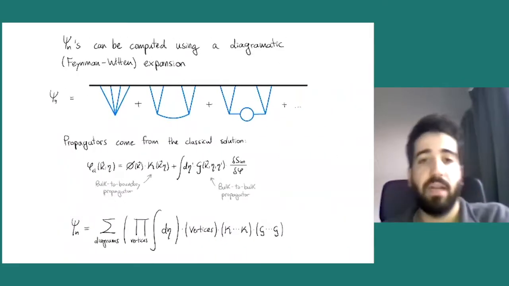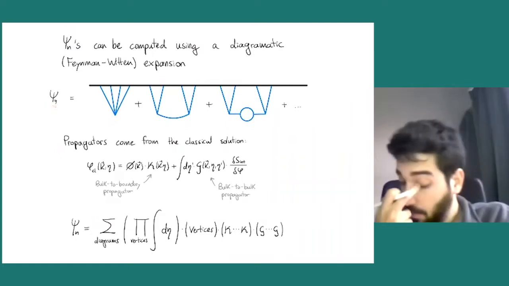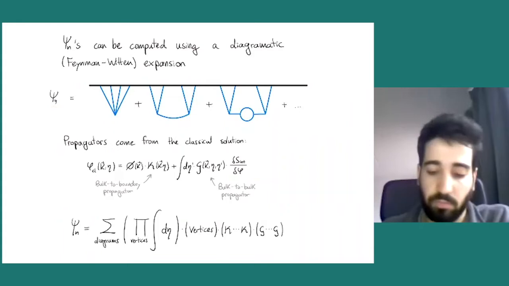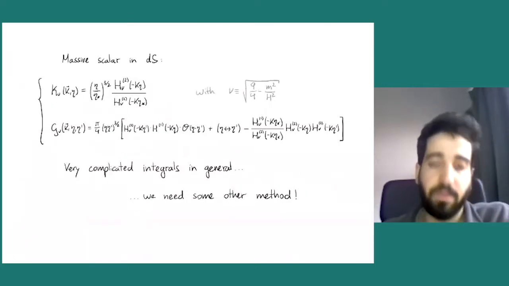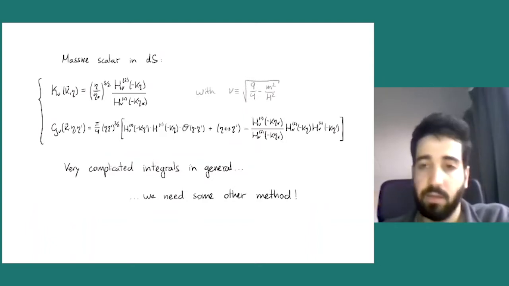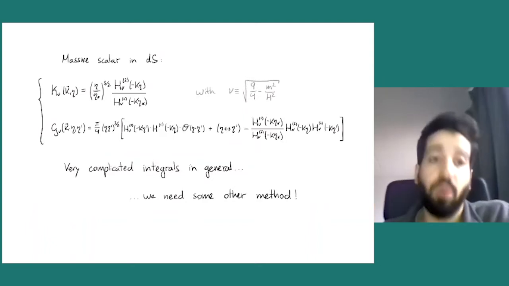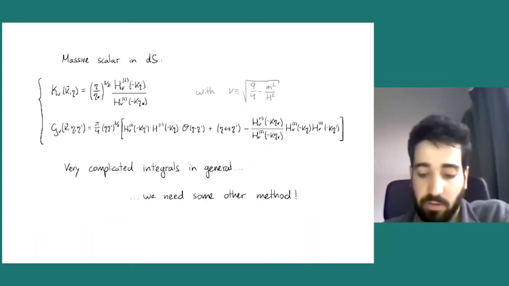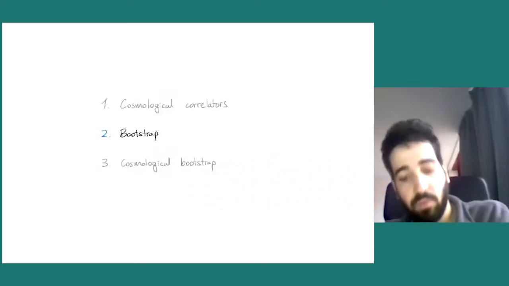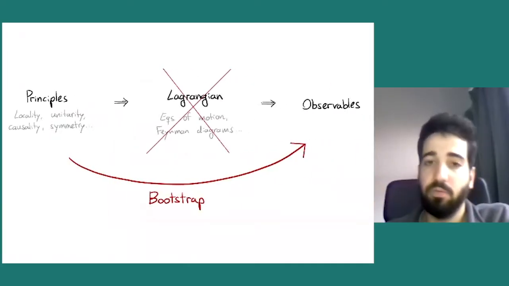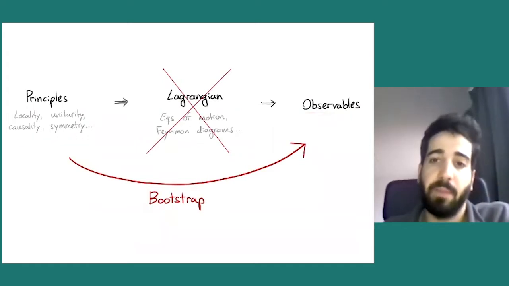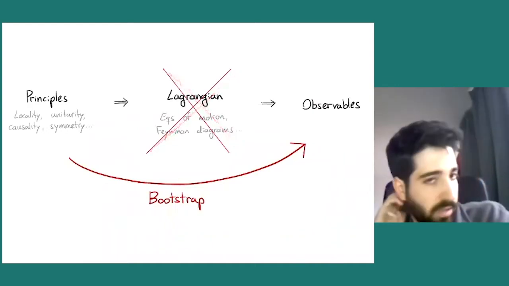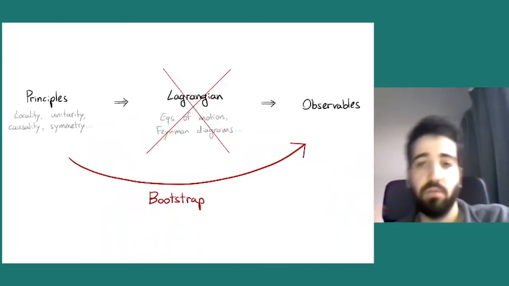I told you that there is a diagrammatic way of computing these wave function coefficients by assigning propagators to legs in diagrams, etc. I showed a very simple example, but in general, especially for de Sitter spacetime, the integrals and the computations are very, very hard. So we want some other method to help us with these computations, and that's where I talked about the bootstrap. The bootstrap is this philosophy of trying to get observables in field theory directly from first principles, skipping the step of solving the time evolution, etc.